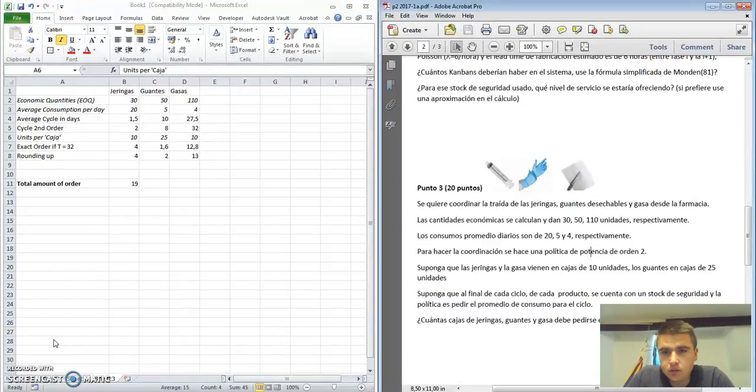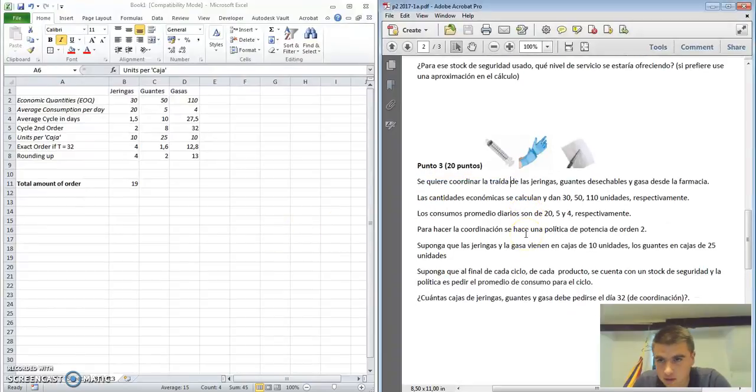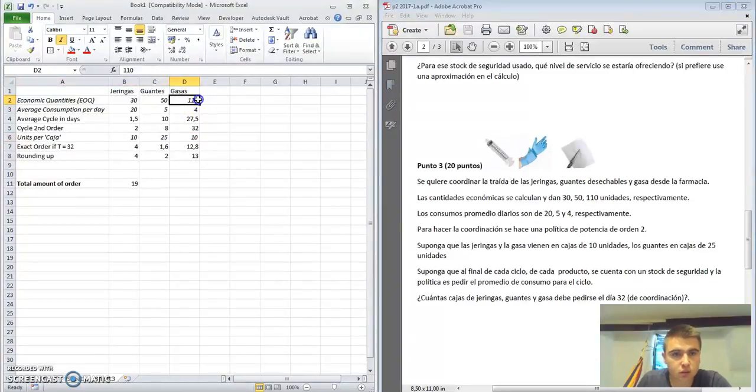In question 3, we want to coordinate jeringas, guantes desechables and gasas to a pharmacy. What we know, which we also modeled in Excel, is that the economic order quantities, EOQ, are respectively 30, 50, and 110. We also know that the average consumption per day is 20, 5 and 4 for the products. What we want to know is: on day 32, what will be ordered based on the politics.